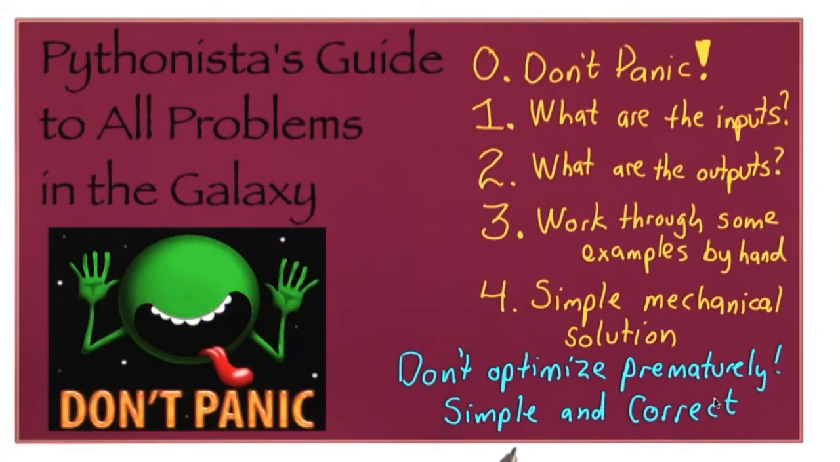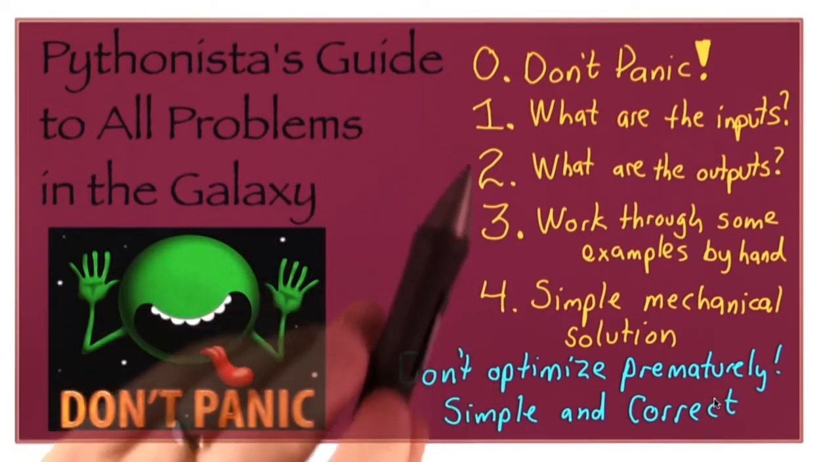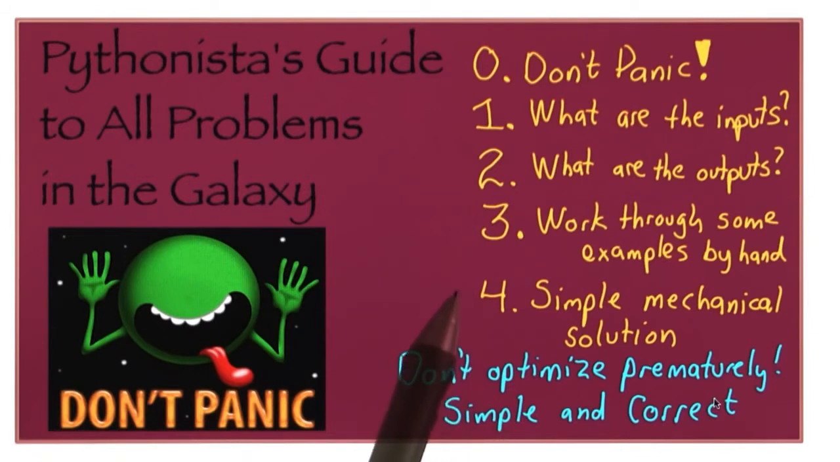So we have our first steps. Don't panic. Make sure we understand the inputs and the outputs. Work through some examples by hand to think about how we would solve the problem systematically, and then try to develop a simple mechanical solution. And the key here is simplicity. The simpler it is, the more likely we're going to be able to program it correctly. Eventually, we might need to worry about making it faster, but let's not worry about that until we have to.